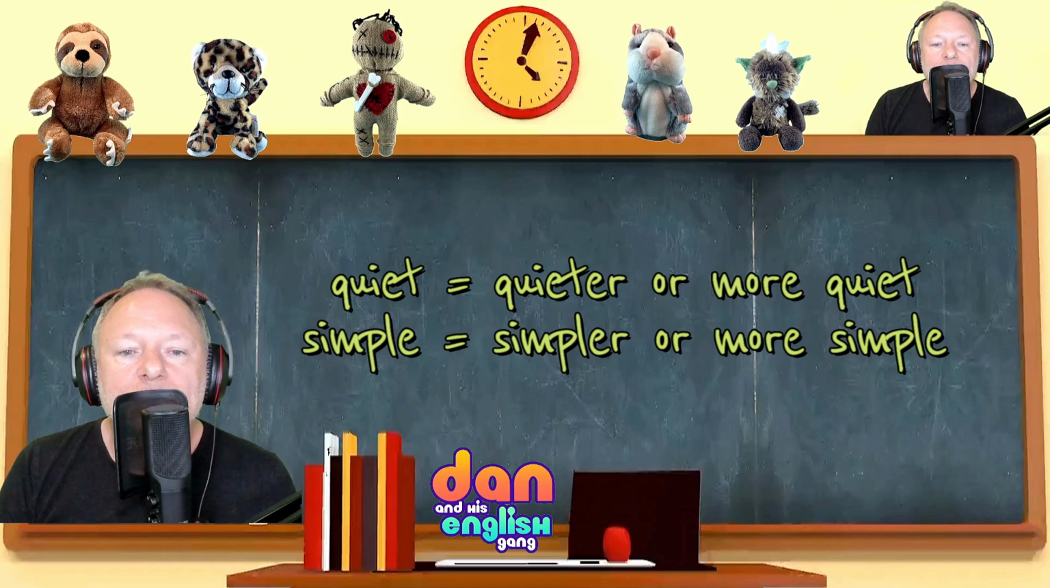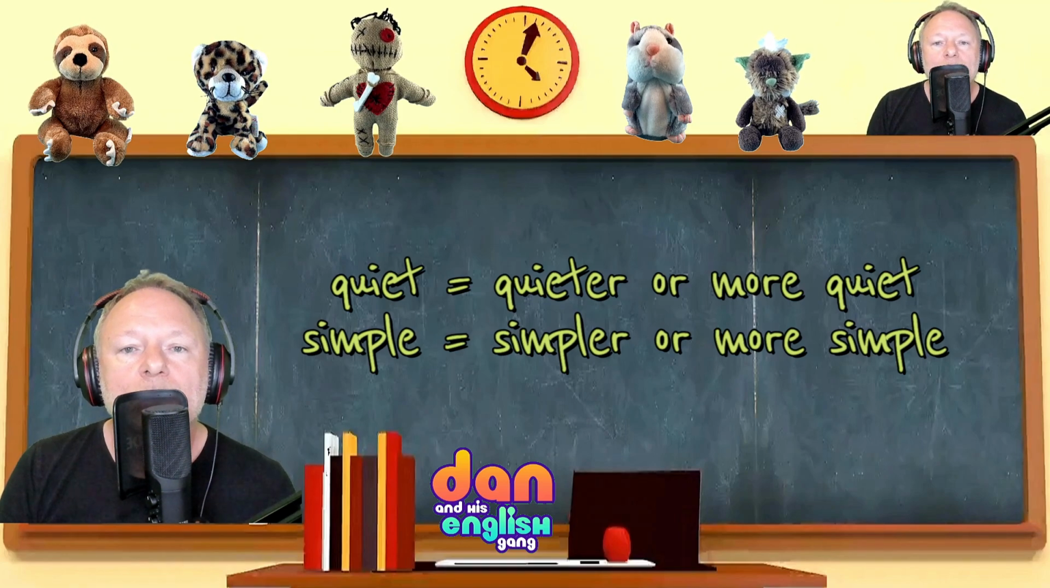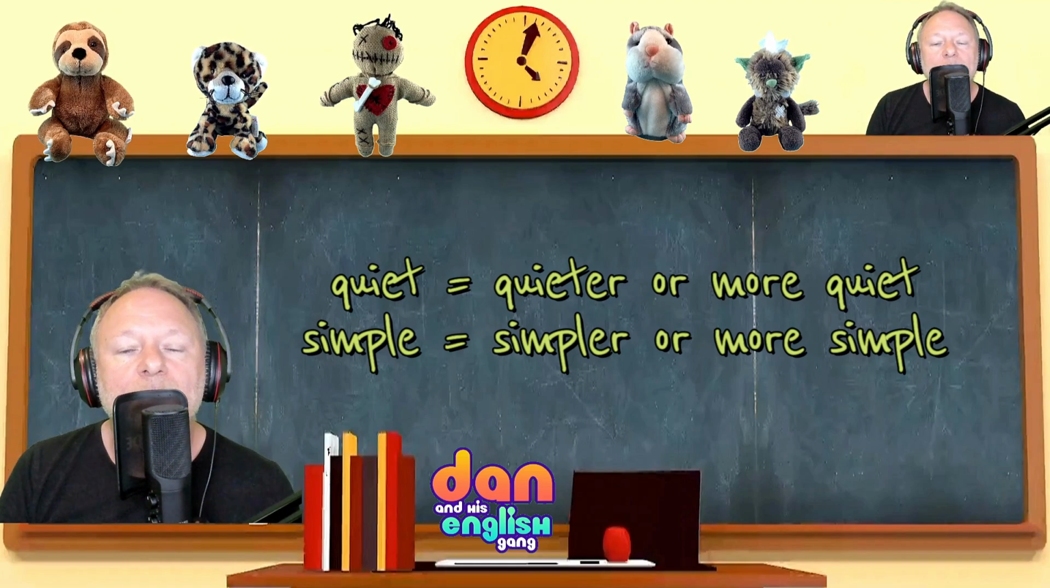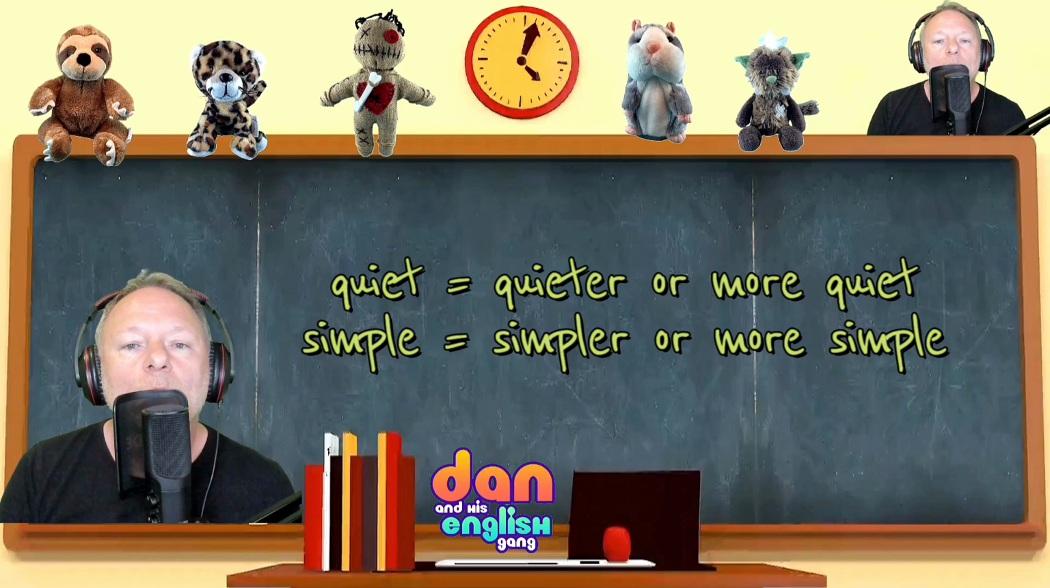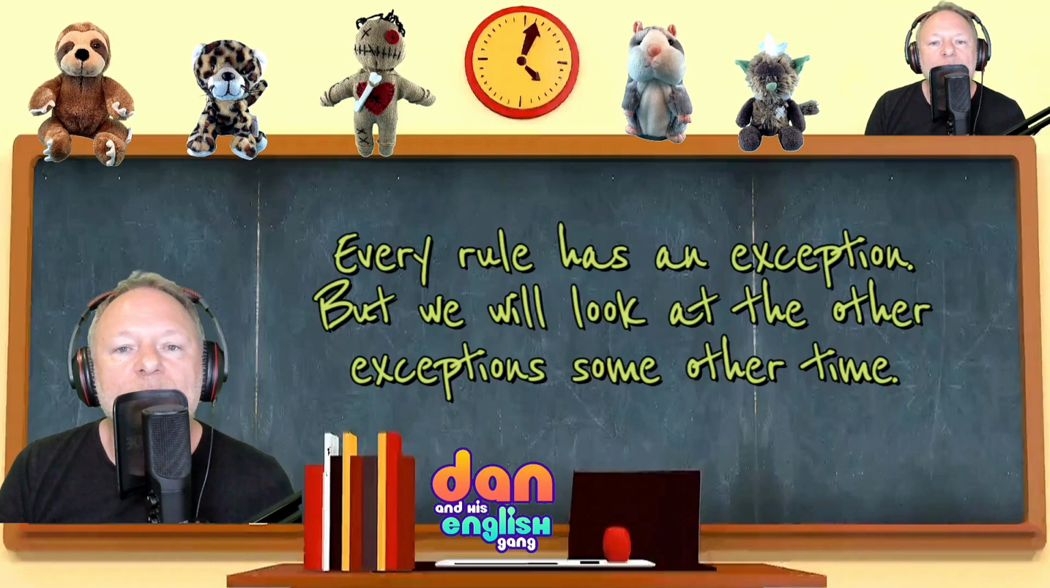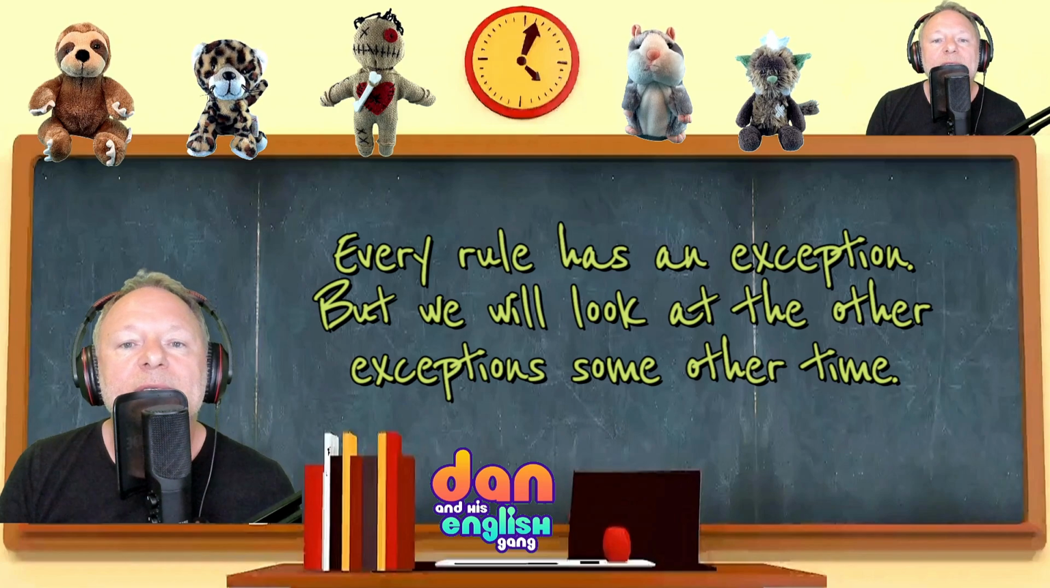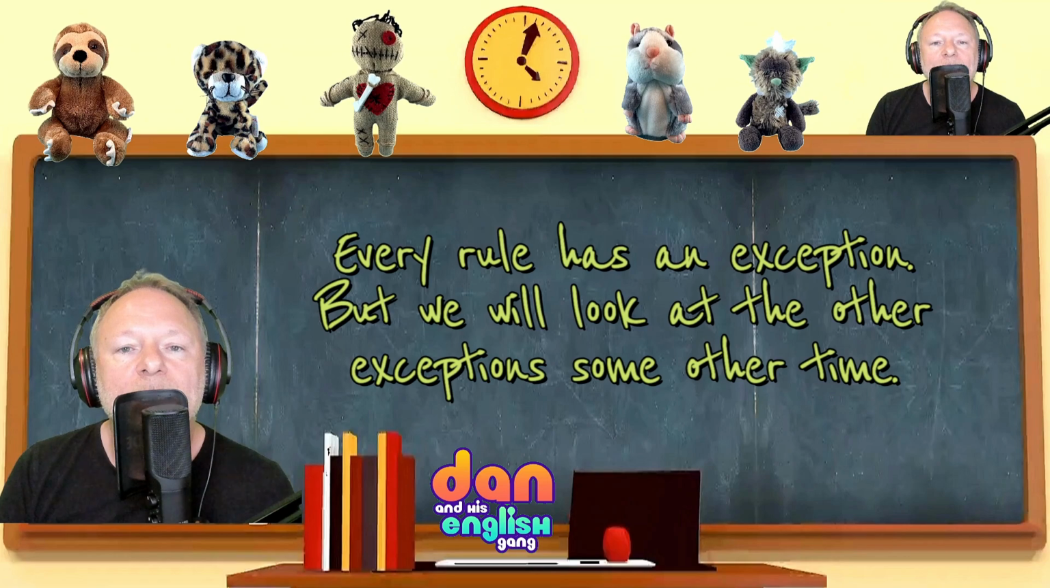And there are some exceptions. For example, quiet can be used with an ER, quieter, or more quiet. Simple can be used as simpler or more simple. And there are some more. And there are other exceptions as well, but we'll have a look at these some other time. For now, this is all the rules I would like you to remember.